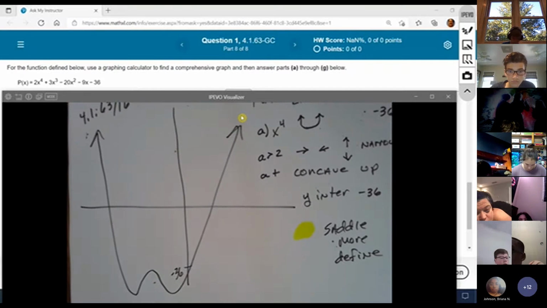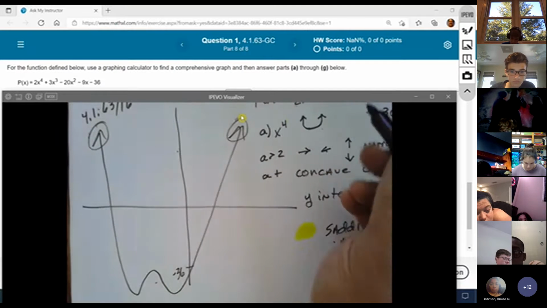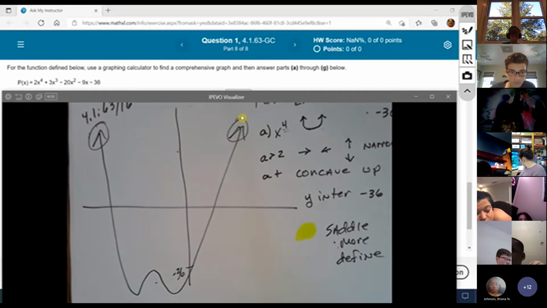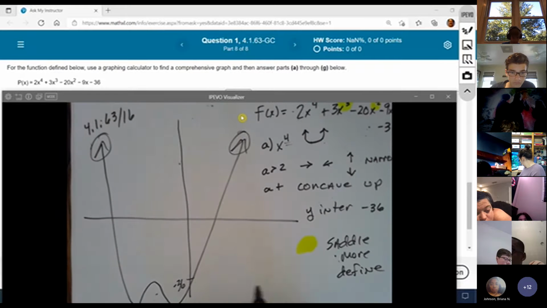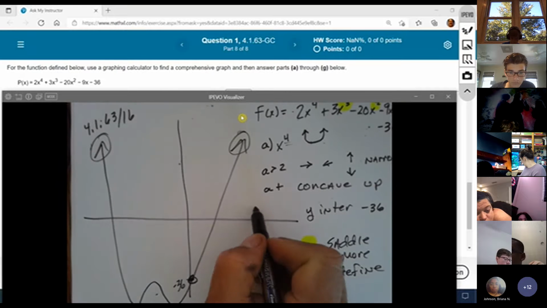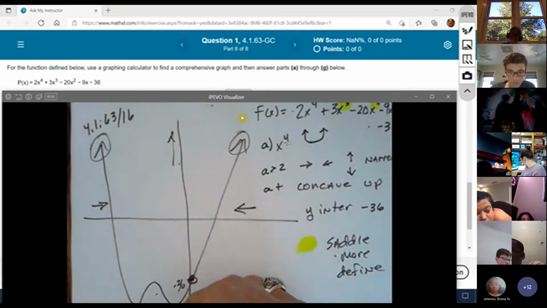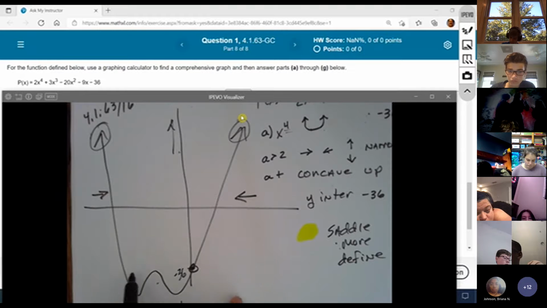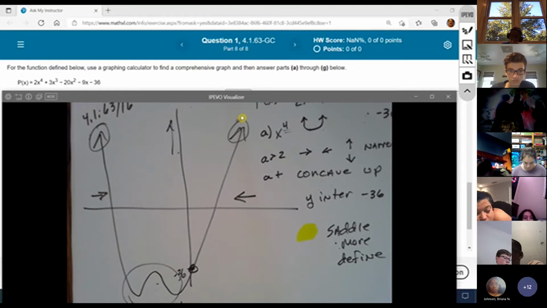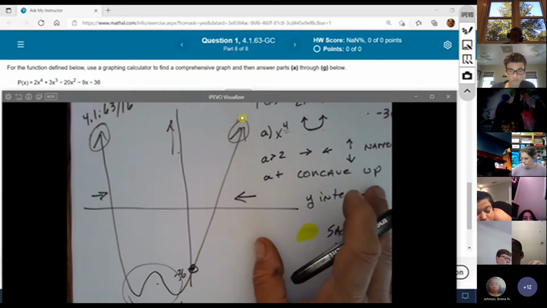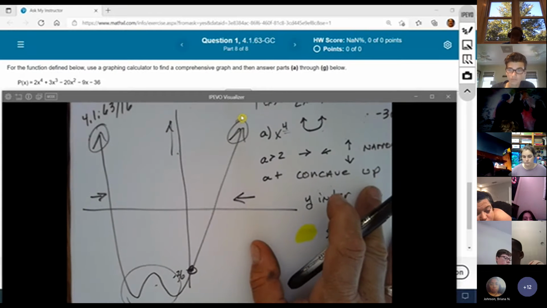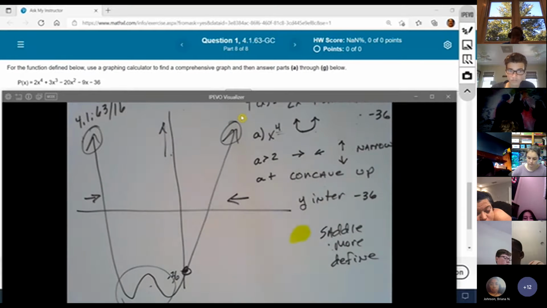What I know for sure is that it's going in the same direction because it's an even function. I know that it has a y-intercept of negative 36. I know that it's compressed along the x-axis and stretched along the y-axis, which makes it skinny. And I know that the saddle is developed, meaning that you have a max and a min. But whether I have it drawn correctly, I don't know because I've got to wait for the calculator for that.